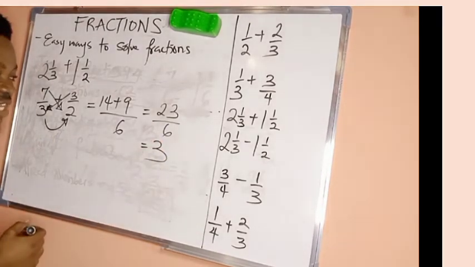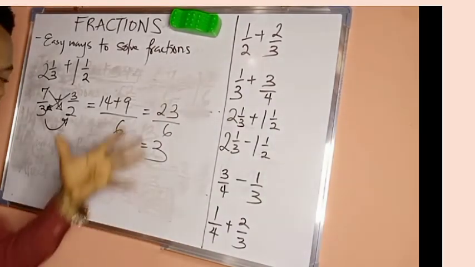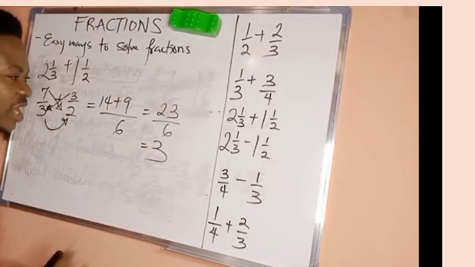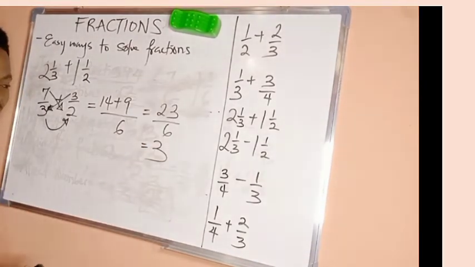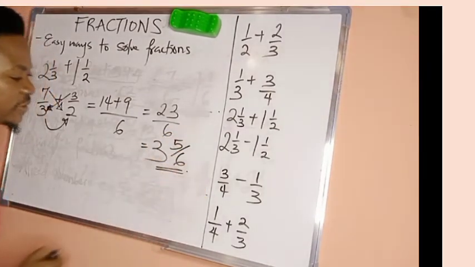3, you can see 3, 6 in 23. 6 times 3 is 18. 6 times 4 is 24. You see, it's larger than the numerator we have there, so we go with 3. Now, subtract 18 from the numerator we have there, 23. I think that's 5 over 6. And this is the final answer.